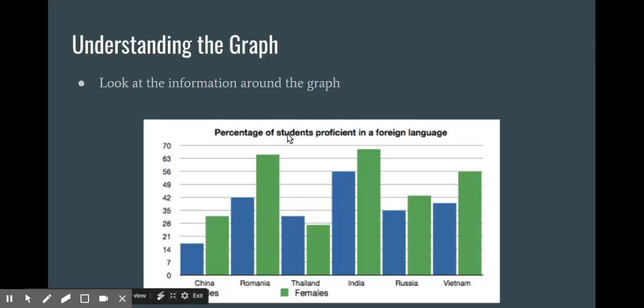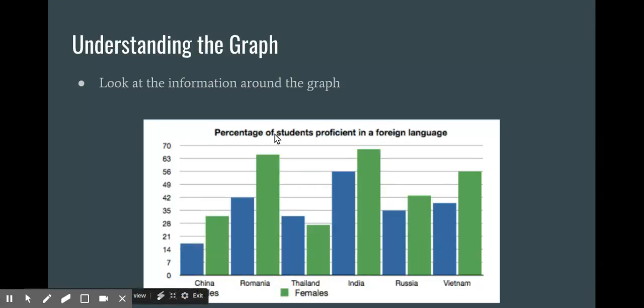So at the top, it says percentage of students proficient in a foreign language. That tells us what this graph is about. It is about the percentage of students proficient in a foreign language. The other really great thing that is at the top of this graph is the word percentage, because you always have to know how something is measured. And in this case, it's measured in percentage. And it tells us that right at the top. Usually that's somewhere on the side, but in this case, they tell us at the top.